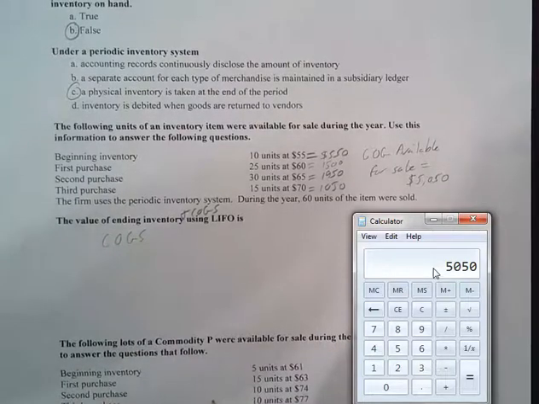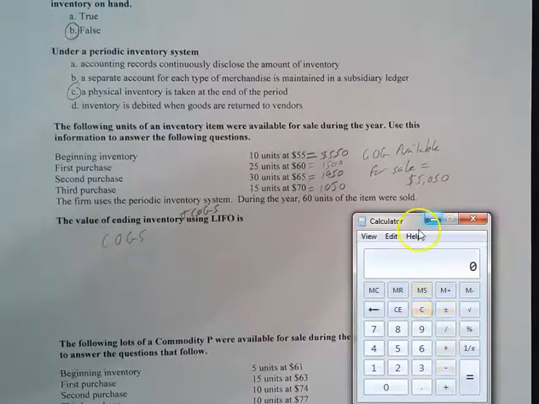So at this point we actually need to determine what our cost of goods sold is. And it says we sold 60. So we have 15 items here. Remember, this is LIFO, so we're going to work backwards. All right, so let's think about this. There's a couple ways we could do this.